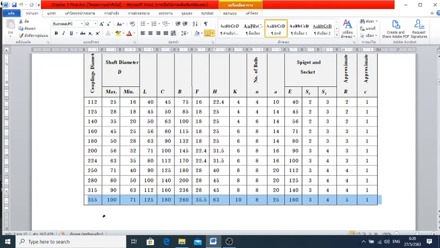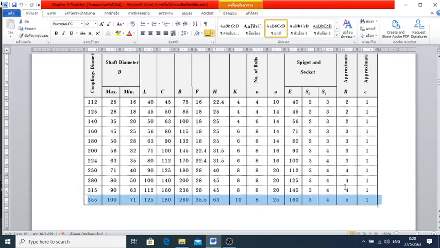What is it going to be? At 100, the L term is 125. So for 130, it is 125 over 100 times 130. Everything can be extrapolated. And the maximum number of bolts there is going to be 8 all the way. It's going to be fixed there.